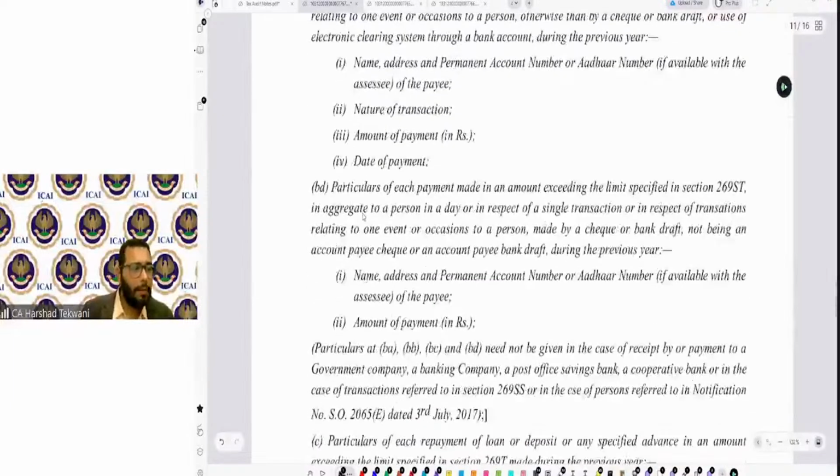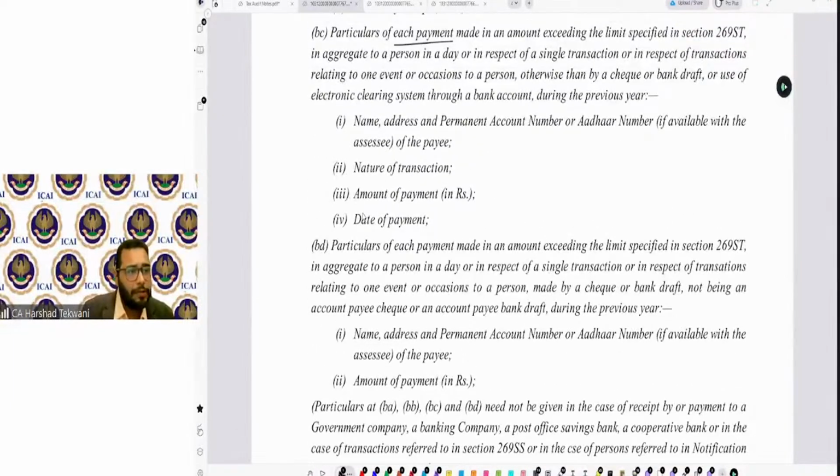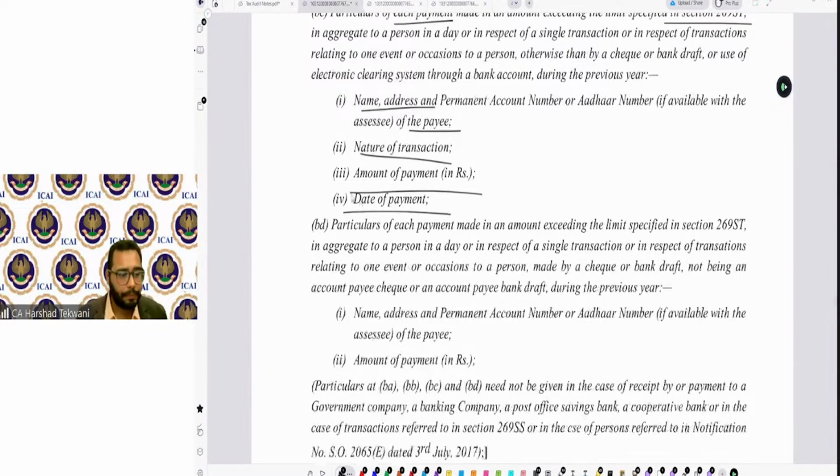For example, clause C, here you are required to provide the detail of each payment exceeding the limit of 269ST, which is 2 lakh rupees. So over there, name and address of the payee, because you are paying the amount. Okay, so to whom you are paying, the payee, nature of the transaction, amount of payment, date of payment.